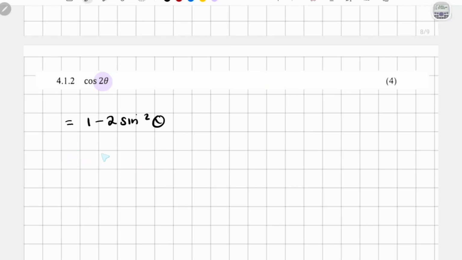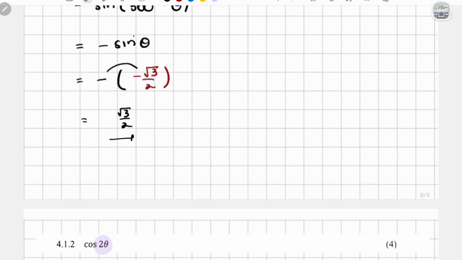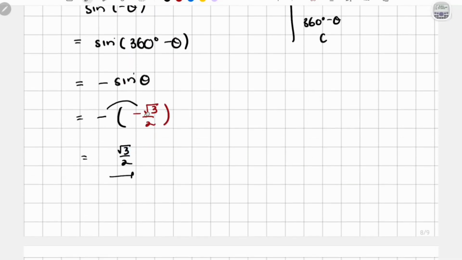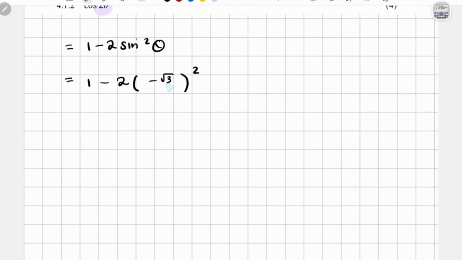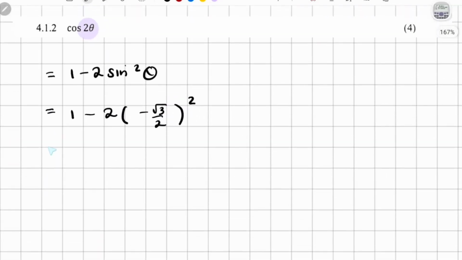And so this is just going to be equal to 1 minus 2, and I know what sine theta is, so I'll just put that there. But I know it's squared, so whatever that answer is, it's supposed to be squared. So sine of theta is -√3 over 2. That was the sine theta, okay? And so it's -√3 over 2, and that's been squared. So you can put this on a calculator at this point, that's fine. But I'll just do it without a calculator.